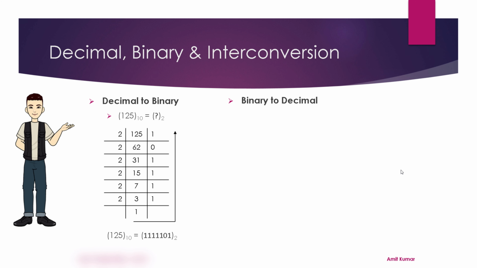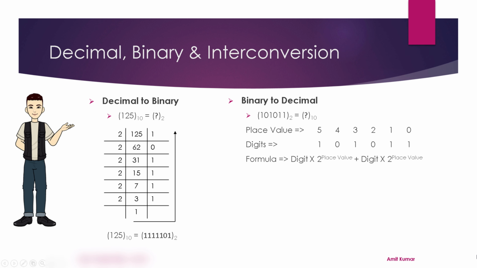Now let's see how to convert binary to decimal. Suppose this is the binary number 101011 and you want to know the equivalent decimal of it. We note down the digits and then note down the place values starting from the right, and we start counting from 0. So it will be 0, 1, 2, 3, 4, 5.